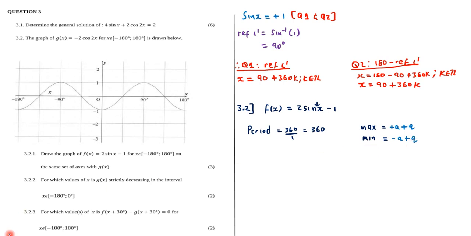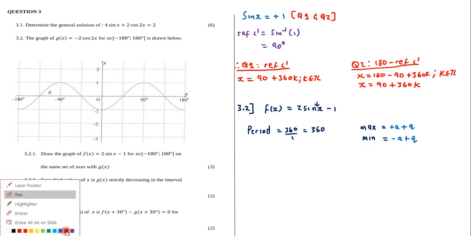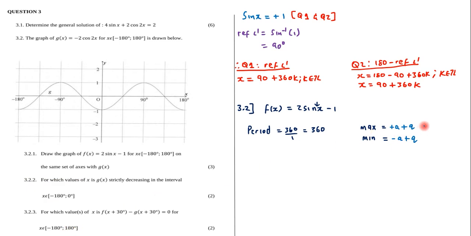Now here the positive value for a is going to be that 2, and the value for q is going to be minus 1. So our maximum value here is 1, and then from here it's going to have minus 2 minus 1, which is going to be minus 3. So those are the maximum and our minimum.